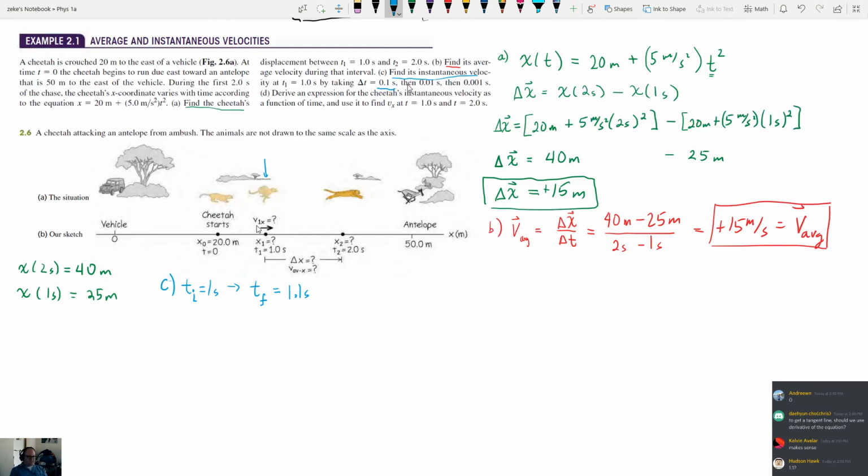Since there seems to be some confusion, let's go back and read this carefully. I'm sure we're getting to the end of the hour and people are struggling to follow along, but it says find its velocity at t1 by taking delta t equal to 0.1. So this would be a delta t of 0.1, right? 1.1 minus 1.